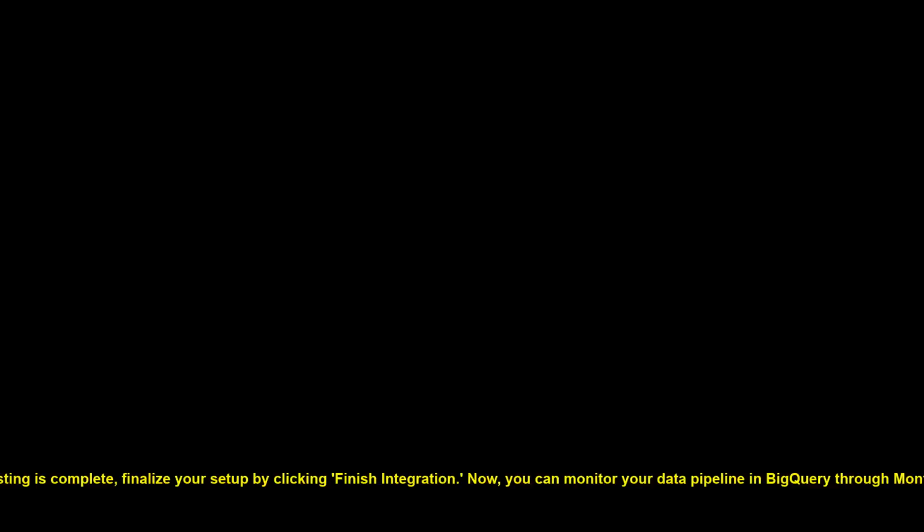After saving, navigate to the Alert Settings section. Here you can define the notification preferences for any data quality issues. Choose the channels through which you want to receive alerts, such as email or Slack. Next, test your alert configurations to ensure they are functioning correctly. Once testing is complete, finalize your setup by clicking Finish Integration.